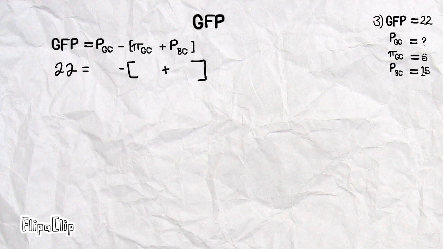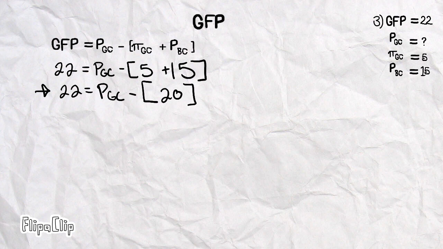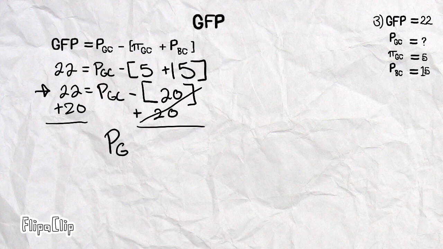Number 3. First, let's plug in our variables. Now, let's start with the parentheses. We have 2 numbers, so let's add them. So now we have 22 equals PGC minus 20. Now we can add 20 to both sides, and this makes hydrostatic pressure of the glomerulus capillaries 42.